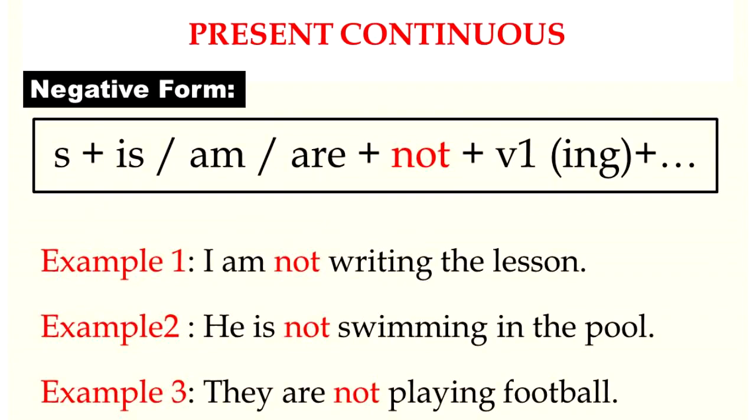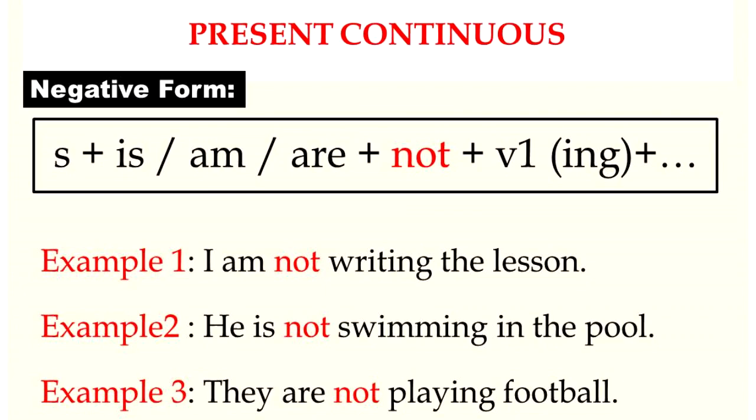So to make it a negative form, it's easy for everyone. You just put not. Okay, you see not. Subject plus is, am, are plus not, and verb 1 ing stays the same. So this is the positive form, and when we add not, it becomes the negative form. Example, I am writing the lesson becomes I am not writing the lesson. He is not swimming in the pool. They are not playing football. So can you make the question form with the present continuous, everyone?